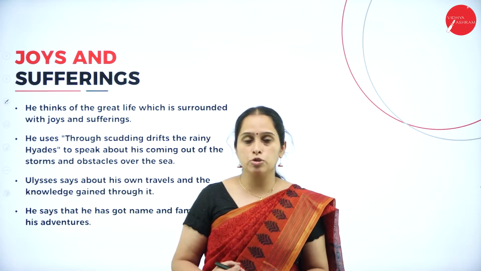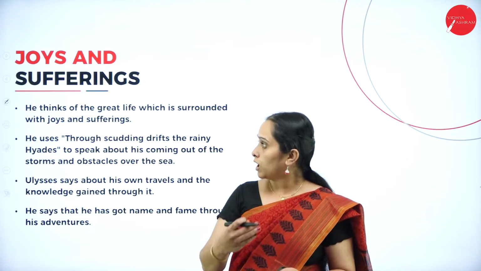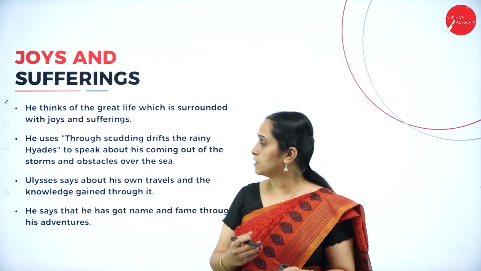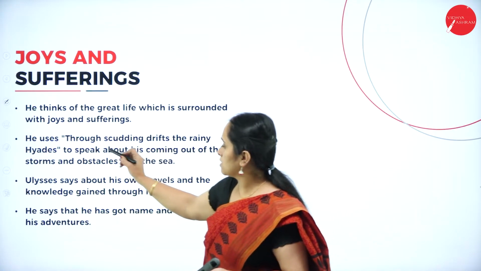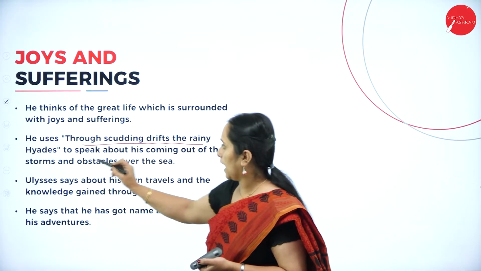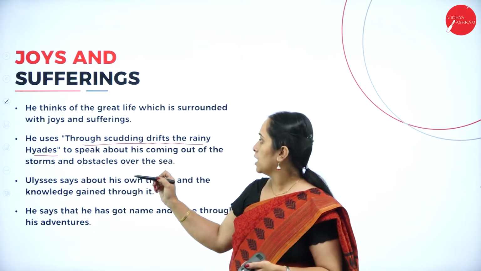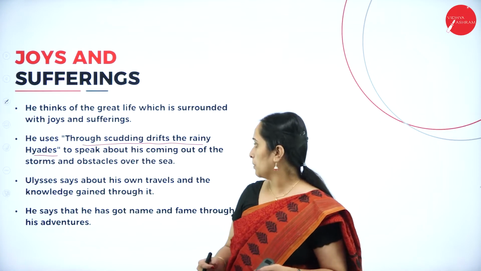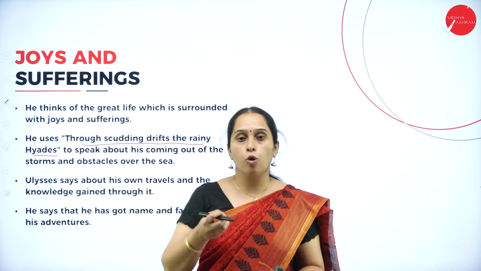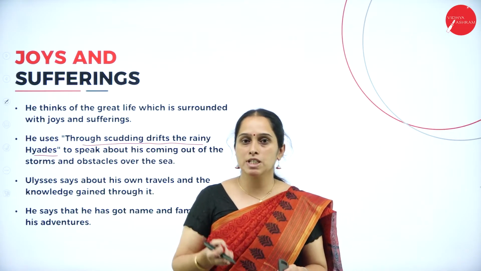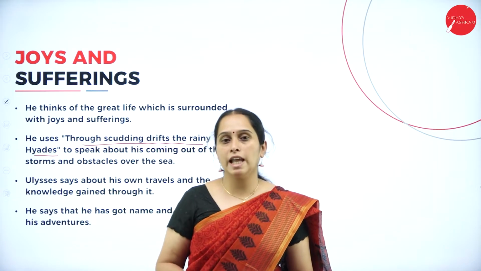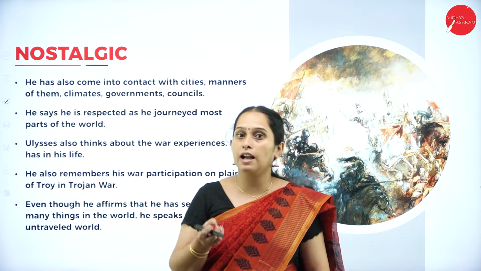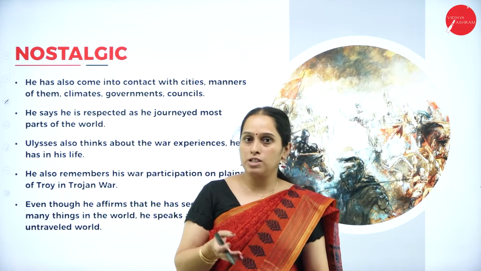As he insists on his feeling to explore more and more, he recalls whatever happened in his previous exploration. That is, he recalls the great life which is surrounded with joys and sufferings. So he uses the words, through scudding drifts the rainy Hyades, to speak about his coming out of the storms and obstacles over the sea. Then Ulysses says about his own travel and also about the knowledge which he gained through it. He says that he got the name and the fame through his adventure.